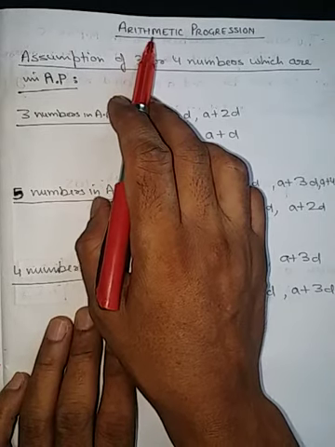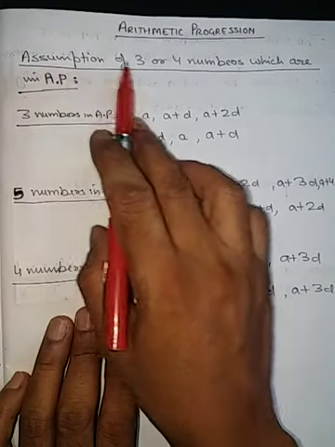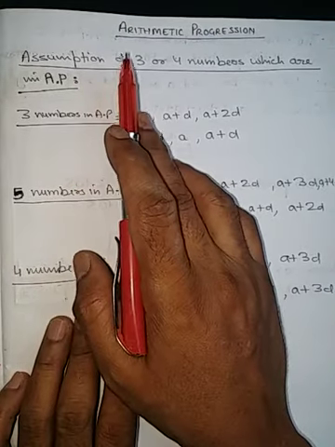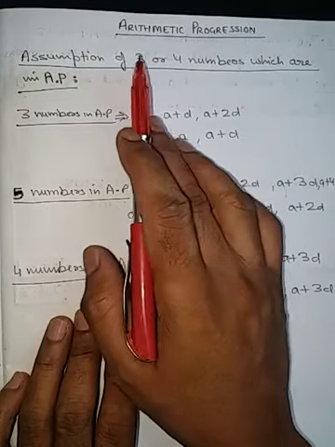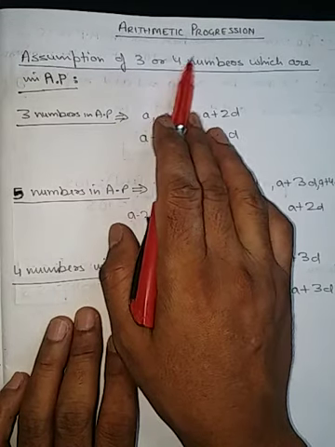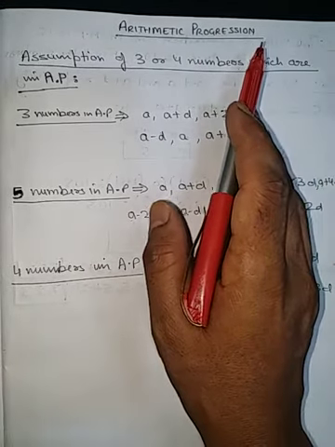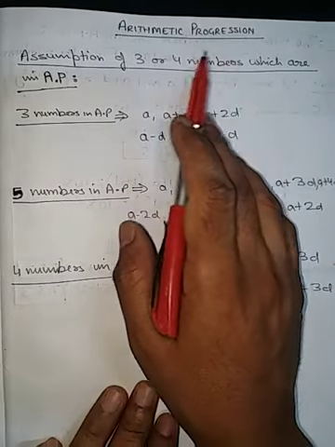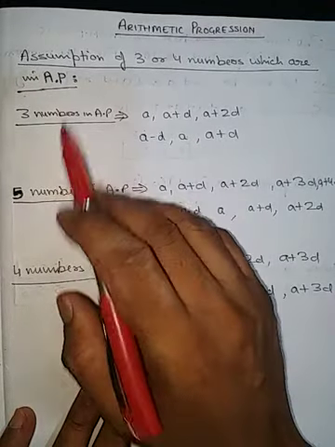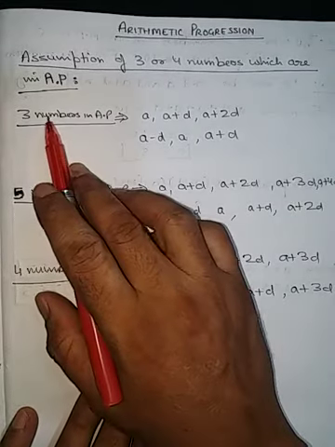How to assume the numbers in AP series whenever required. So assumption of 3, 4 or 5 numbers which are in AP. Why 3, 4, 5? You know how to take out two numbers, but three, how to assume when series has three numbers or four numbers or five numbers, because more than five will not be coming. So you should know about three or four or five numbers. So how to assume three numbers, four numbers or five numbers in AP series? How to assume three numbers?